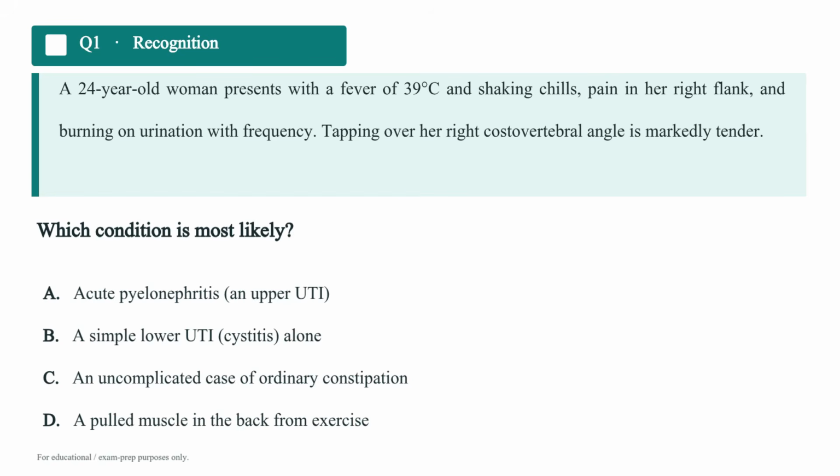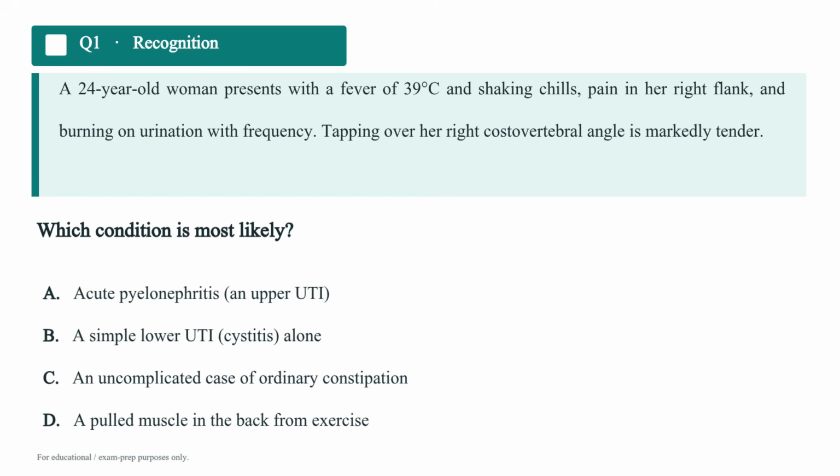Let's begin. Question 1. A 24-year-old woman presents with a fever of 39 degrees and shaking chills, right flank pain, and burning on urination with frequency. Tapping over her right costovertebral angle is markedly tender. Which condition is most likely?